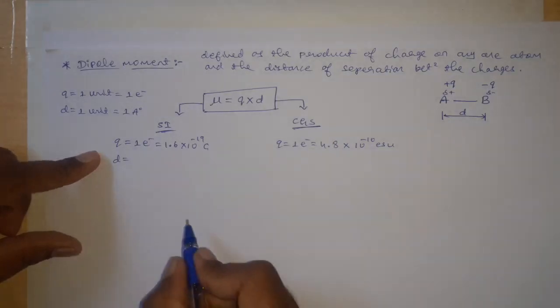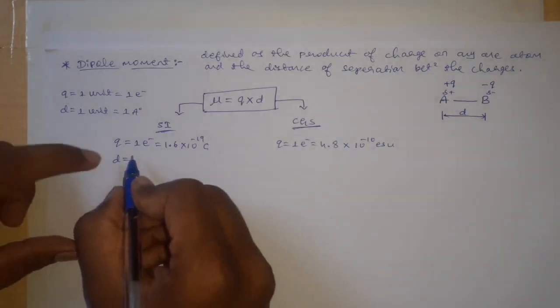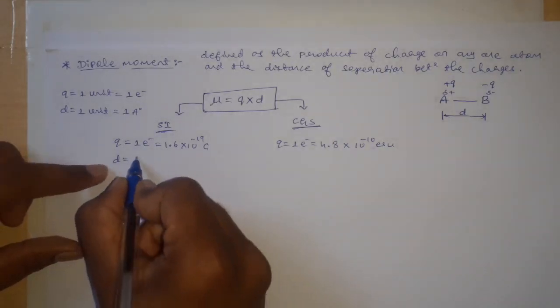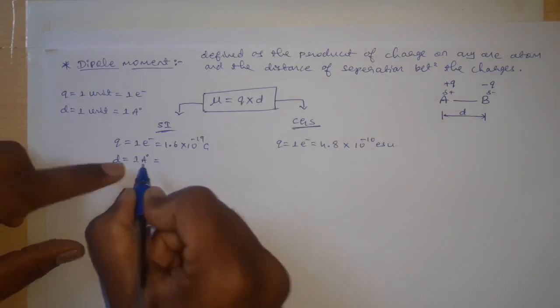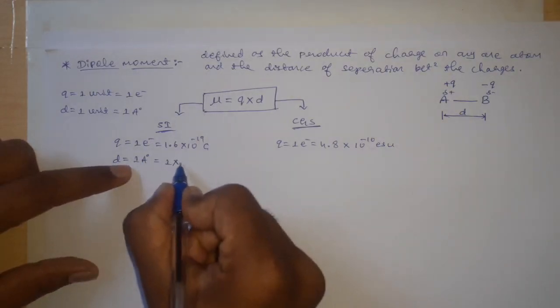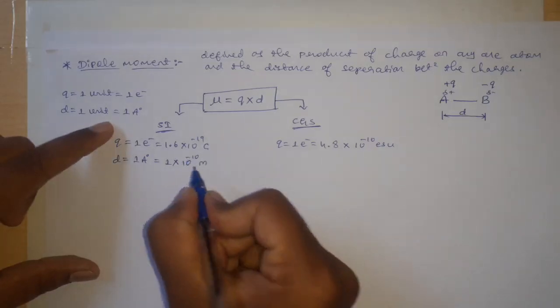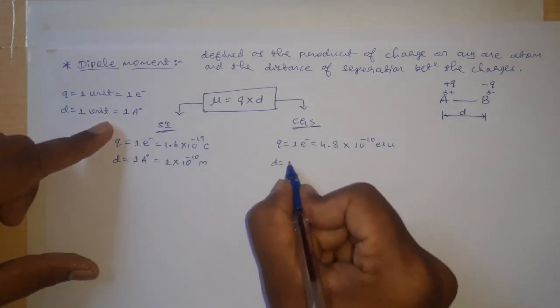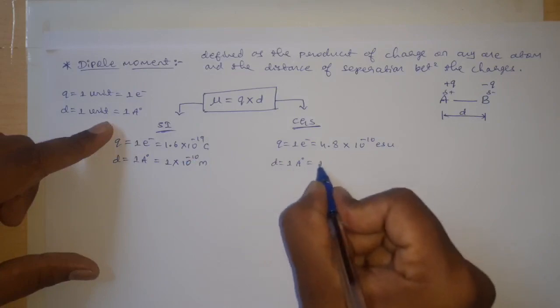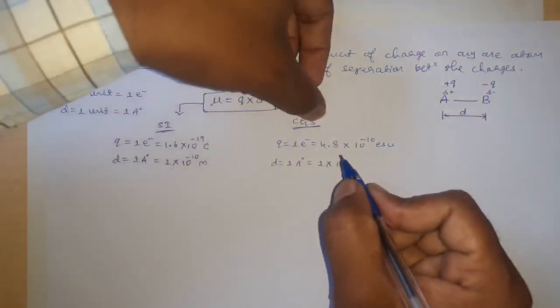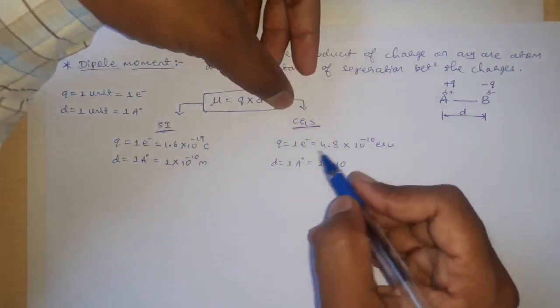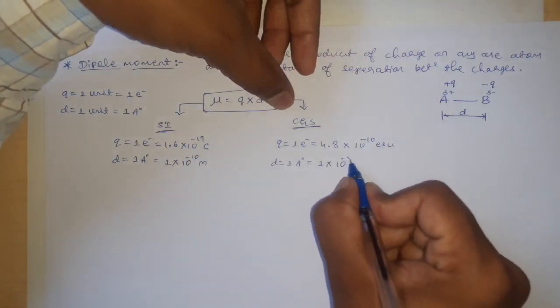Then what is the SI unit of distance? Here we are taking unit distance. In SI system, the distance unit is meter, 10 raised to minus 10 meter, 1 angstrom, it is equal to 1 into, and in CGS system, the unit of distance is centimeter.